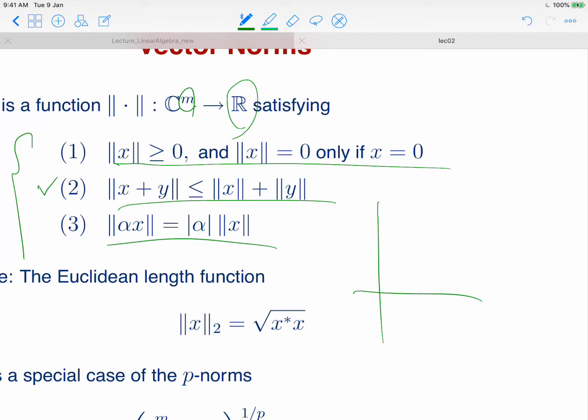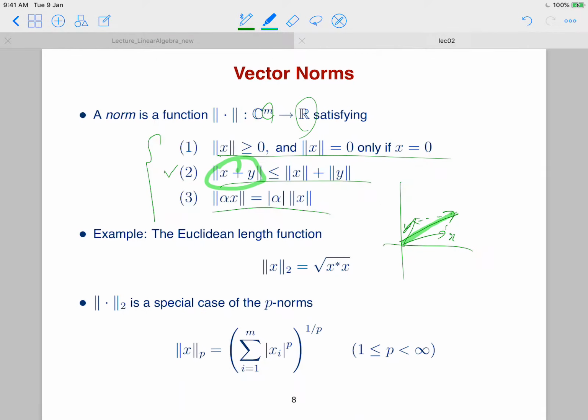So vector x, vector y, and this guy is x plus y, right? And so the vector length of this guy is always smaller than or equal to the sum of the individual vector lengths. And in the case of the 2 norm, yeah, it has this property of the inner product.